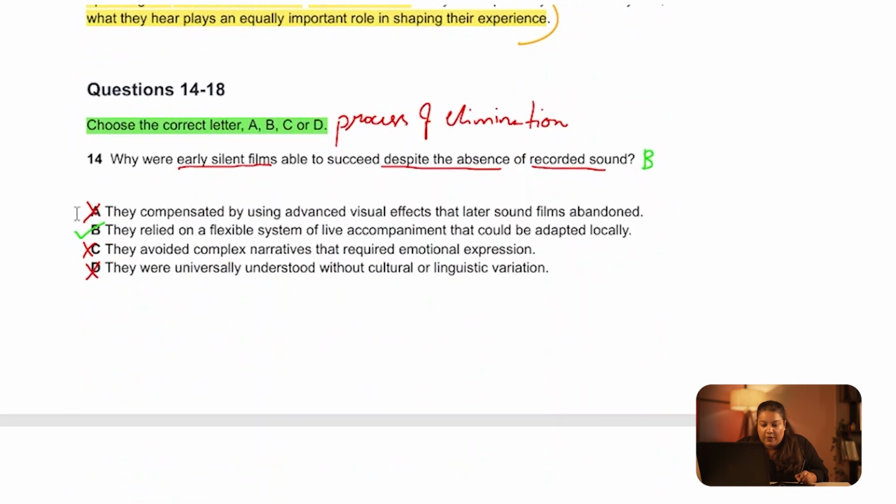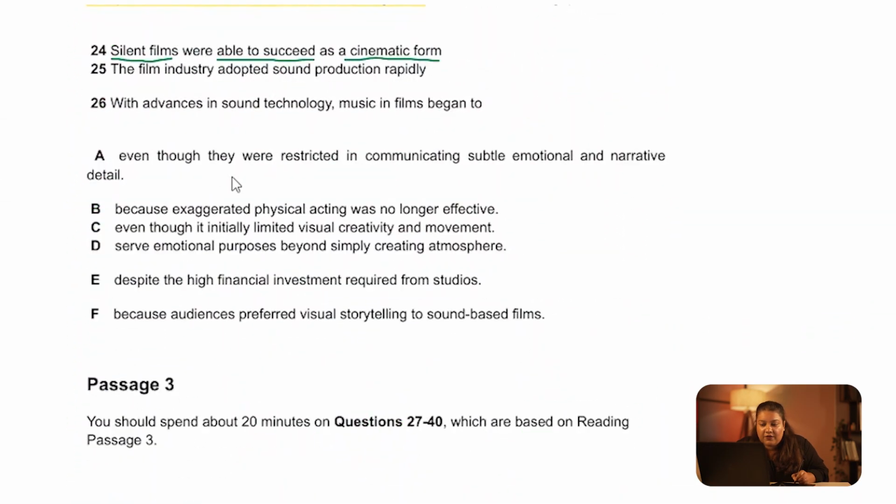All right. Let's go back and look at the options. Even though they were restricted in communicating subtle emotional and narrative detail, it did. That's exactly what we just read. So we'll keep that. Because exaggerated physical acting was no longer, it doesn't talk about it. Even though it initially limited visual creativity and movement, not really. Serve emotional purposes, not really. Despite the high financial investment, it doesn't talk about any financial investment or cost. Audiences preferred visual story. We don't have anything talking about the audience here.